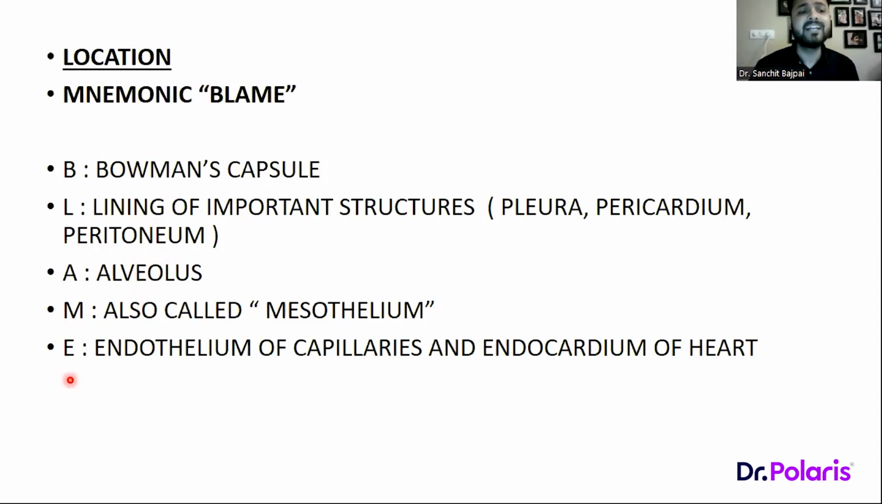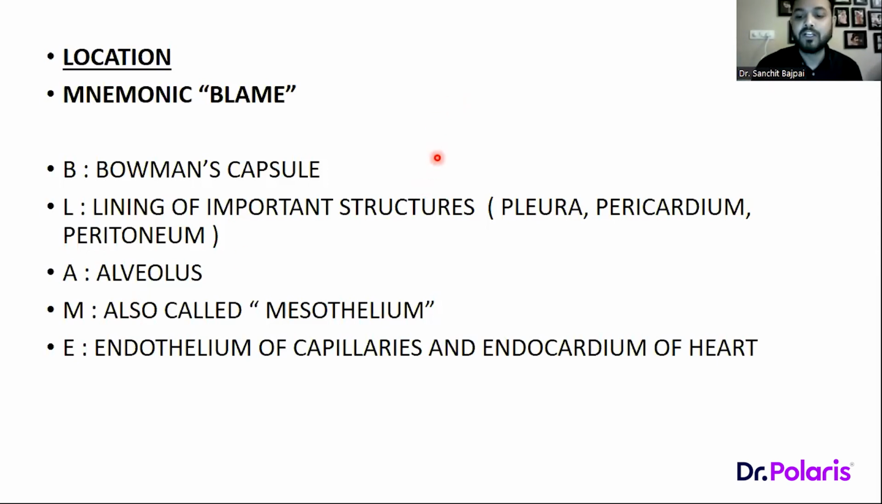And then comes E. E means endothelium. Again, endo means inside. Inside what? Inside the capillaries. So the capillary lining is also simple squamous. And inside the heart, there is something called endocardium. That is the inside lining of the heart, which is also formed from simple squamous epithelium. So don't forget this mnemonic. B is for Bowman's capsule, L for lining of important structures, A for alveolus, M for mesothelium, and E is endothelium and endocardium. This is how you can recapitulate faster when you are giving exams.